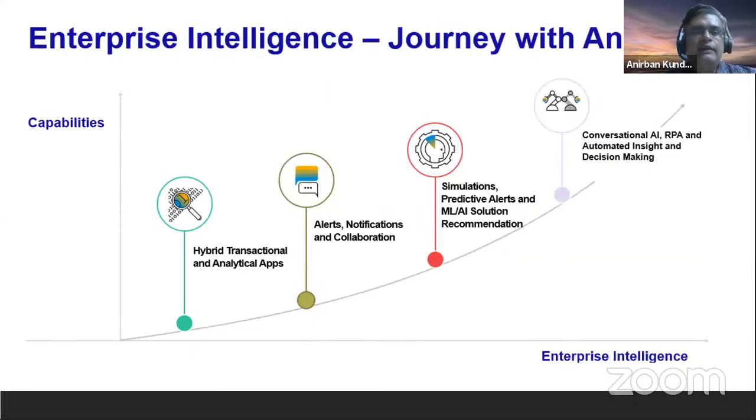So with that, this is my last slide. This is how we tie back to the value proposition which we were discussing. If you remember, with these capabilities of analytics, you need to tie it back with your process. You now have the potential of these hybrid transactional analytical apps. You get all the collaboration, notification and alerts in real time. You could do the simulation, predictive, and infuse it with some of the intelligence. And finally, this is the last stage where you can have the conversational AI, RPA, automated insights and all, which is an additional solution from SAP.